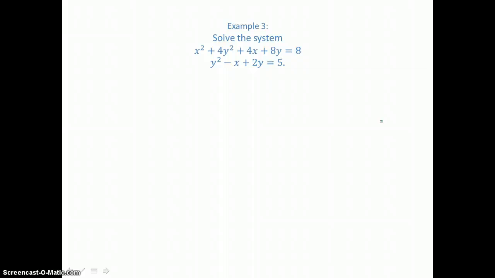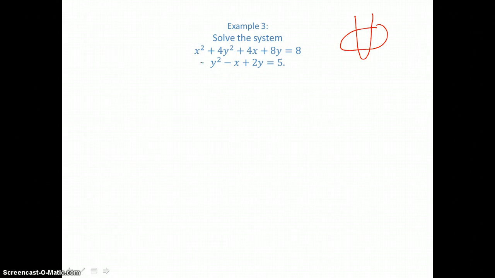In example 3, we're going to solve this system. This is an ellipse intersecting a parabola. So again, we're going to find at most 4 points of intersection with an ellipse and a parabola. We can use elimination here.